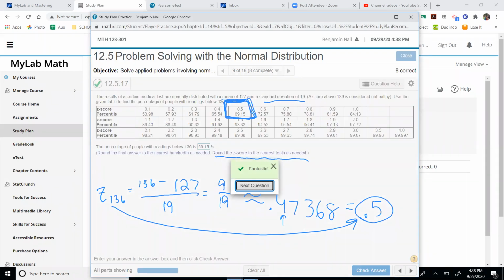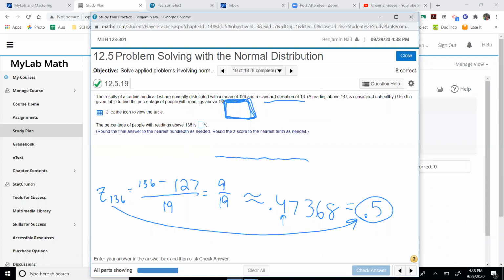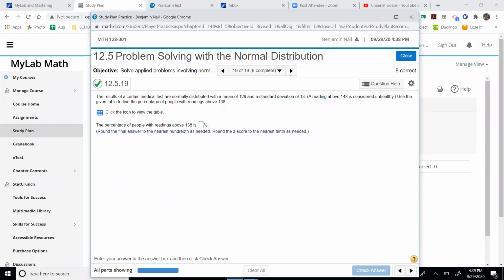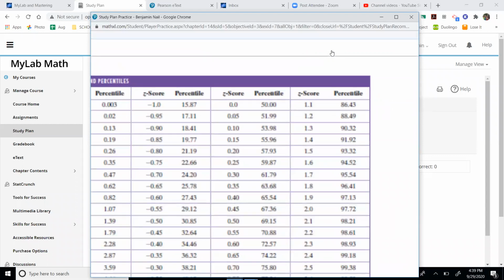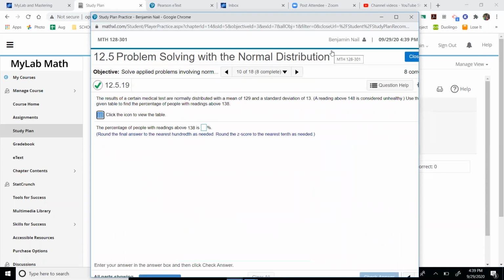Okay, and this should take us to a similar question. Again, they gave us some information. We're looking for the percentage of people with readings above a score of 138. In this case, there is no data table for us to see right here, but if we click on this icon, that should bring up our data. So there we go. Again, it's all based off of z-scores, so we again have to determine the z-score before we can continue. For a test score of 138, we need to figure out what that z-score would be.